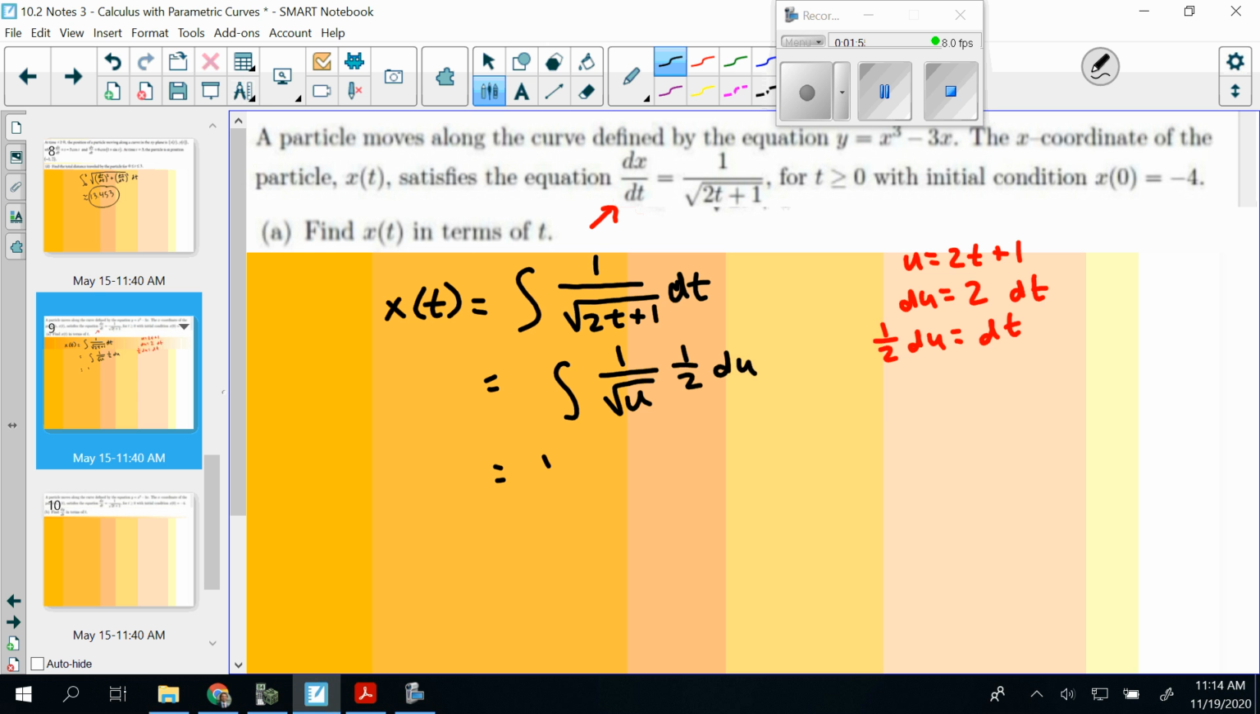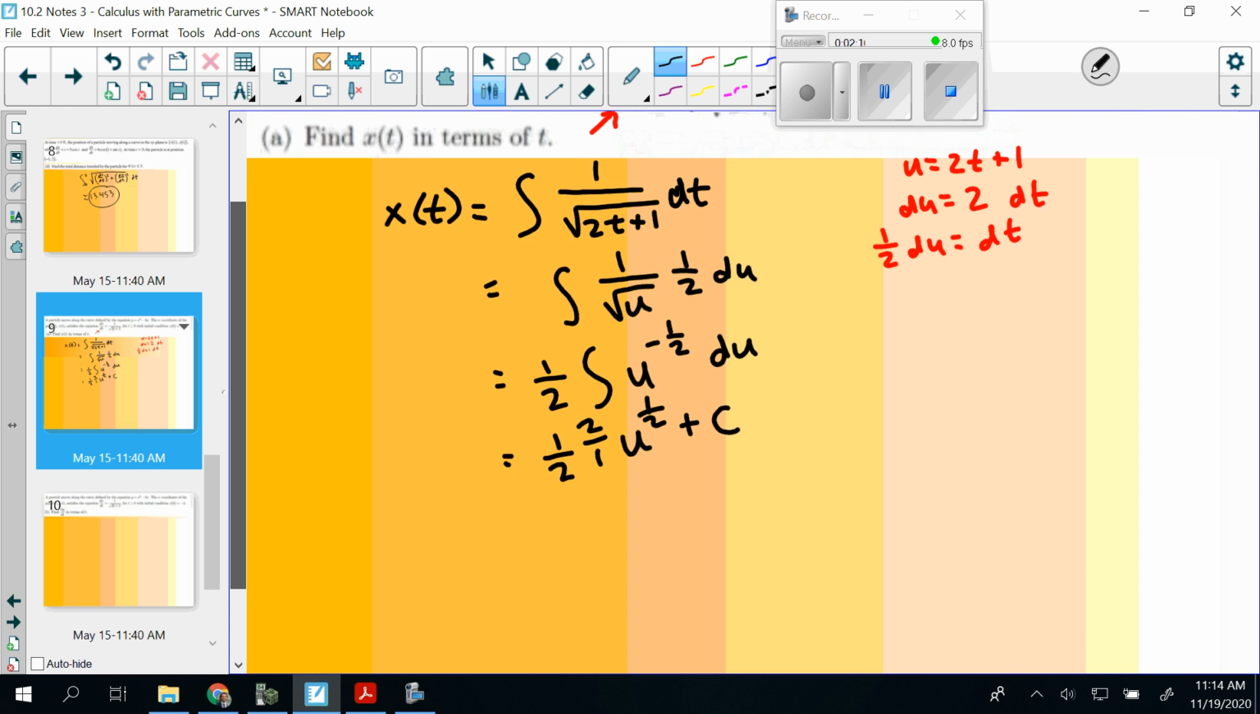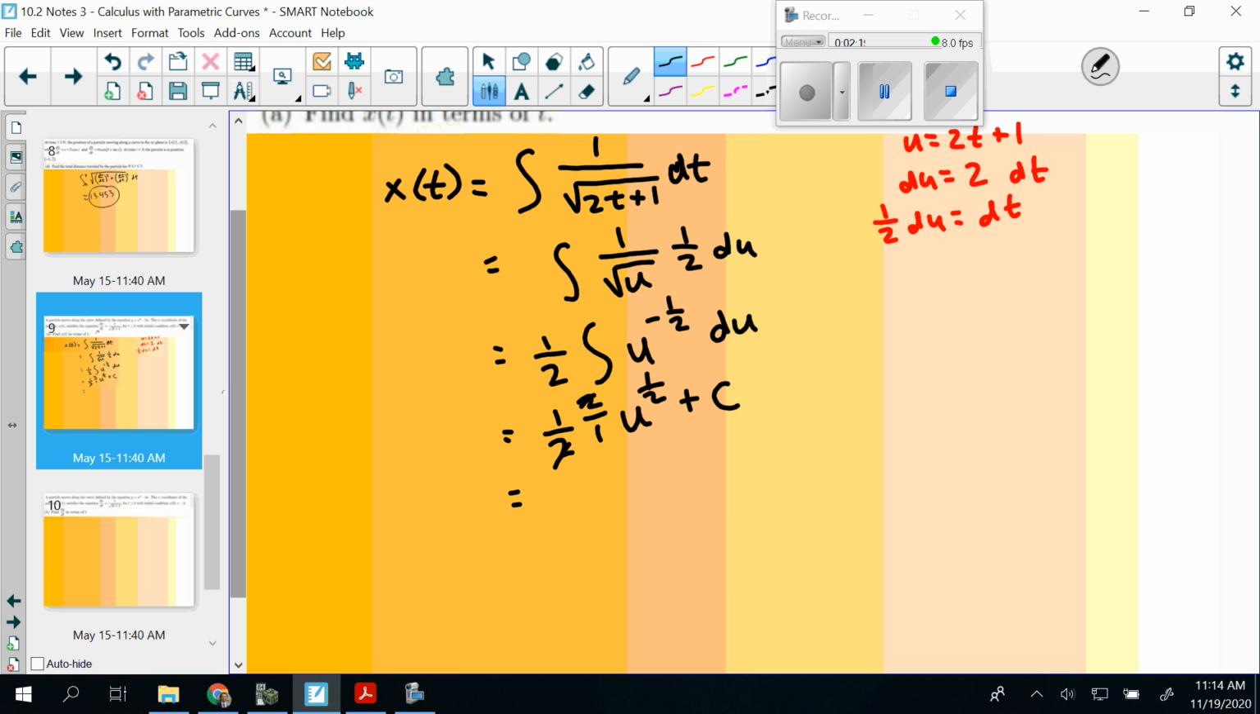So to integrate, I'm just going to pull that constant out. I'm also going to write this as u to the -1/2. Now that's one I can do here, so you get 1/2. The antiderivative would be u to the +1/2. The reciprocal of that would be 2 over 1, plus some possible constant here. Now let's simplify. These cancel, so we're just going to get u to the 1/2. We also need to substitute back in though, so it'd be square root of 2t plus 1 plus some constant. That's our x of t equation.